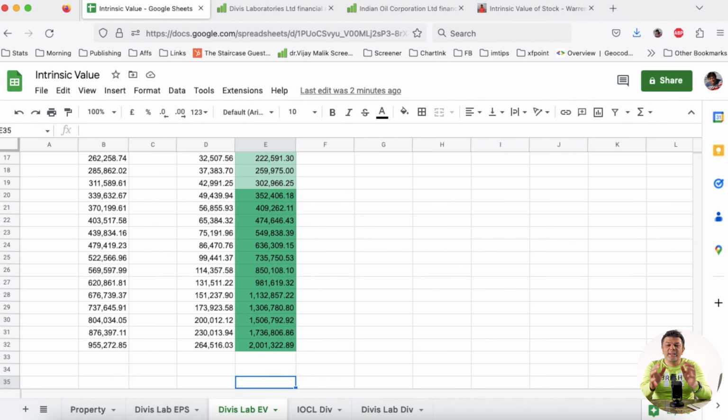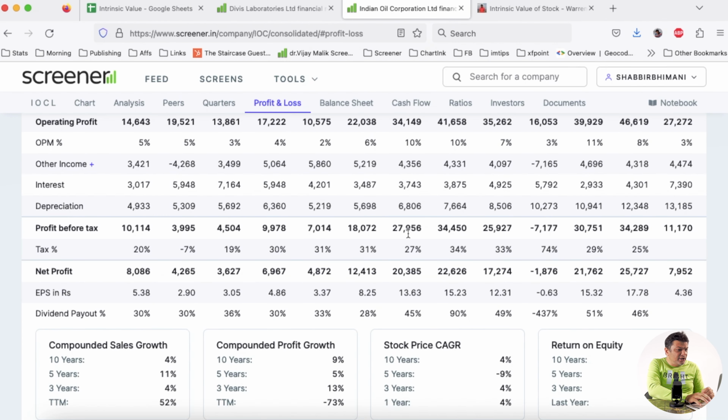Let's look at one more example. I have chosen a company which has a 10% dividend return. This is a very unique example that will help us understand the intrinsic value of a business and why you should be selling a business once you don't have a good growth rate. So let me explain this with Indian Oil Corporation.